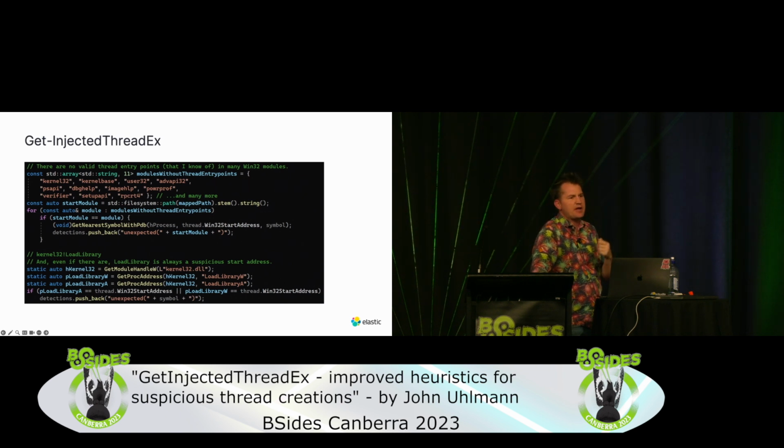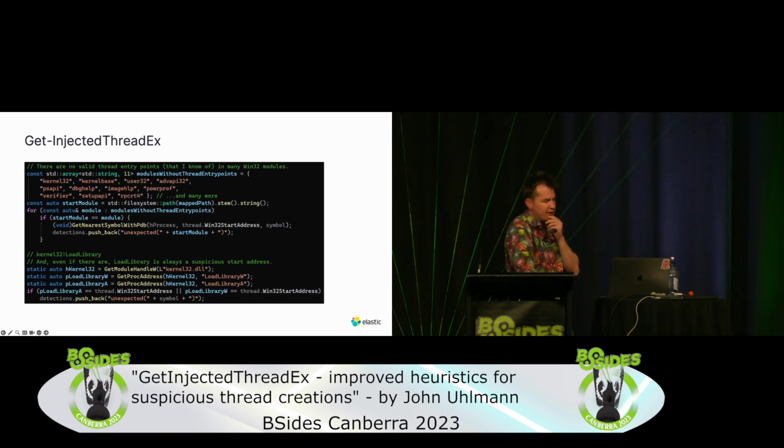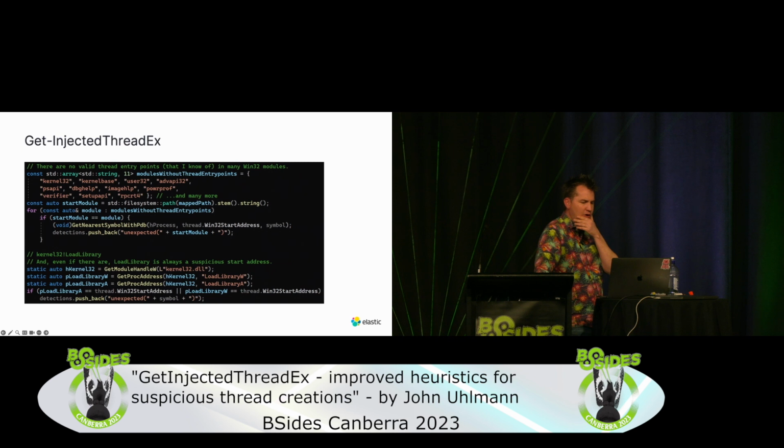And you just make it harder for people to find those wrapper functions, make it harder for them to find those gadgets. As I mentioned earlier, kernel32 and LoadLibrary is kind of a little bit of a special case.